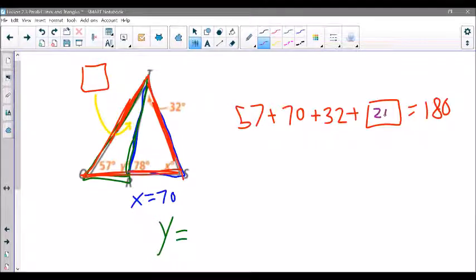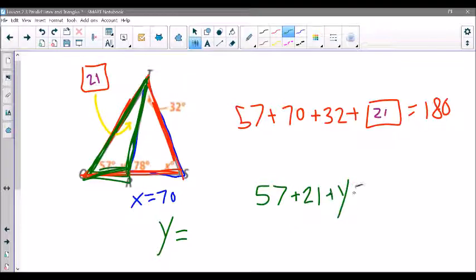Now we know that this is a 21, and we can go back to this green triangle. We know 57 plus 21 plus y equals 180 degrees. Therefore, y has to equal 180 minus 21 minus 57, which gives us 102. That was the hard way.